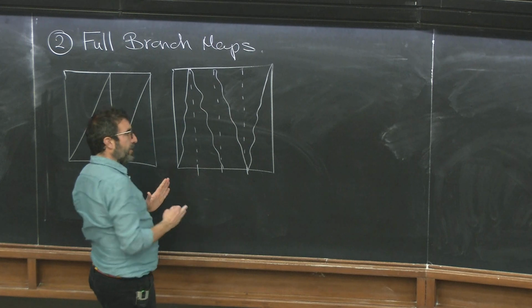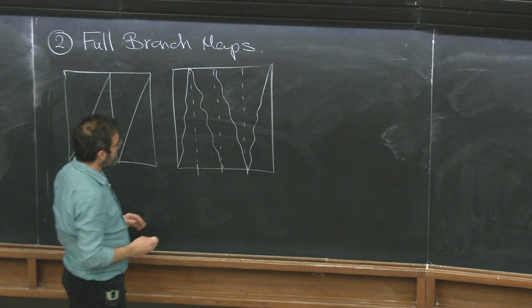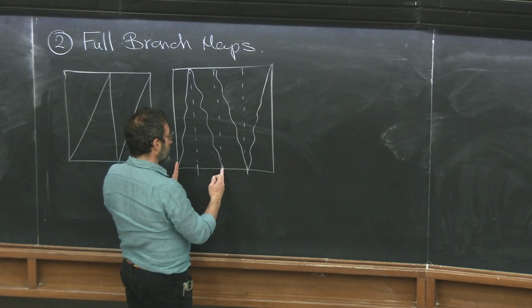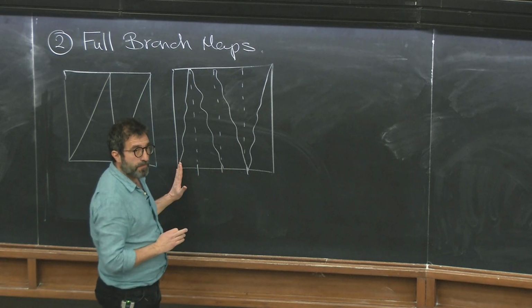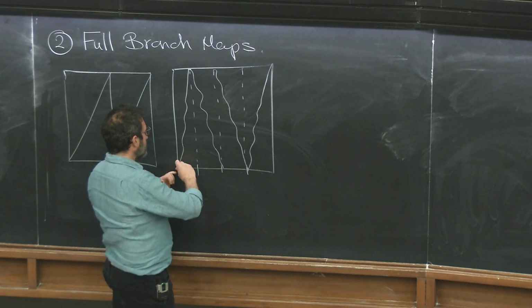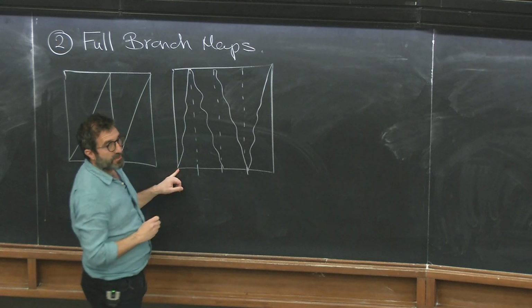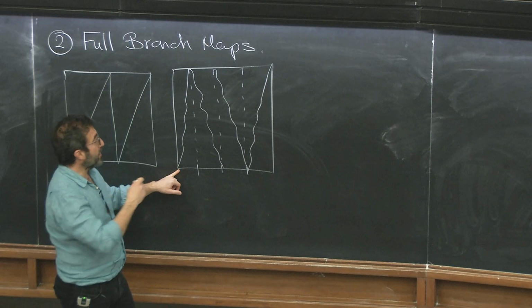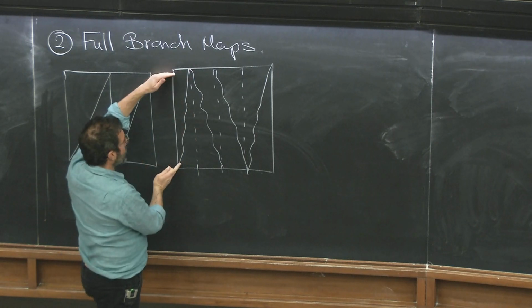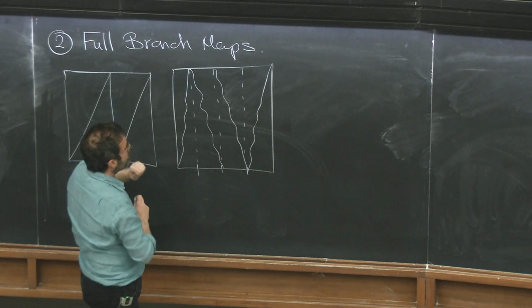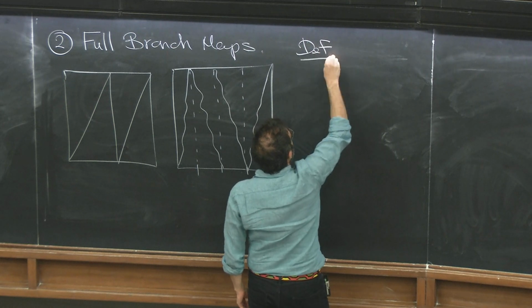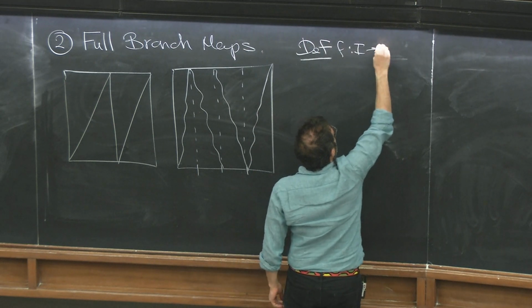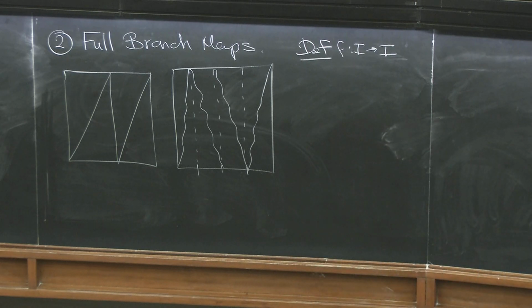So I will now give the exact definition of full branch maps, but what we mean is that we have a partition of our interval into subintervals, and each subinterval maps bijectively, or with a homeomorphism, or even a diffeomorphism, to the whole interval. Okay, so let me write the definition here. Definition: f from I to I. Let me see just how I formulate it here.